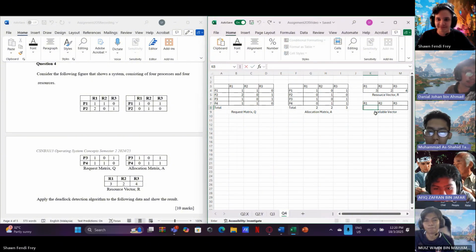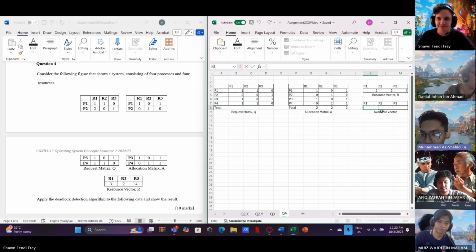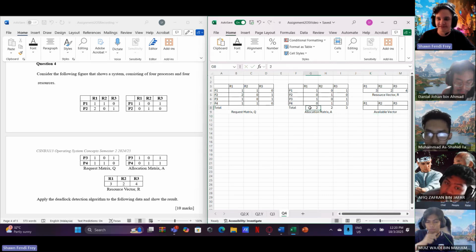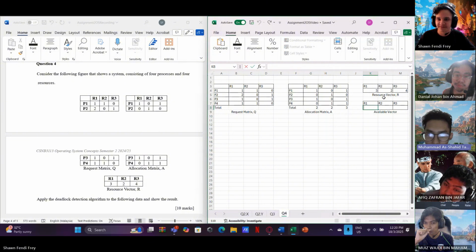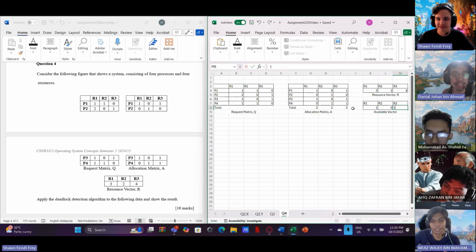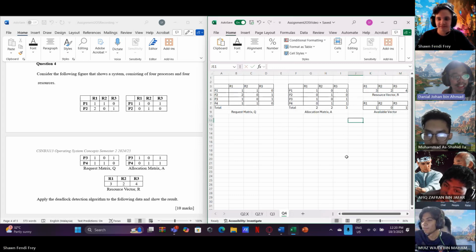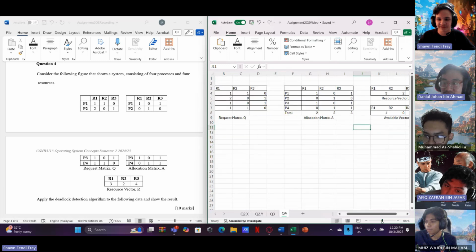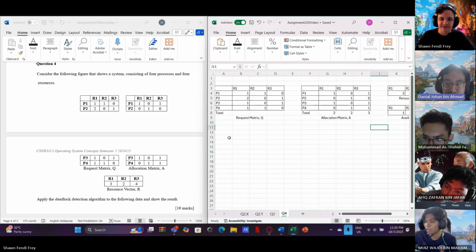Better. Okay, so for the available vector, this is going to be resource vector minus total allocated for available. Don't forget to calculate for the request matrix. There are steps to this, right? We're not just gonna go with it, which is why I'm gonna do this. Actually, no, I'm just gonna write it at the bottom. Oh dear. So I'm just gonna do it under here.